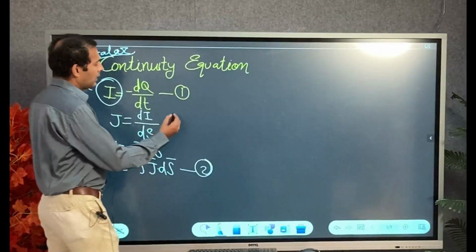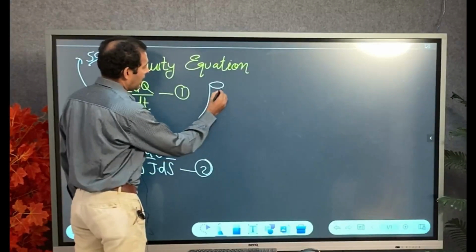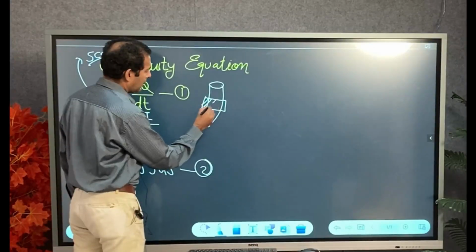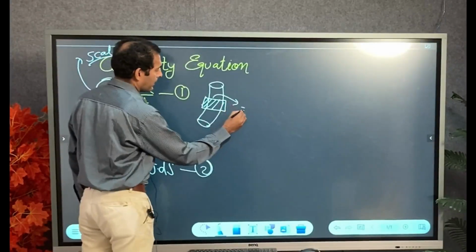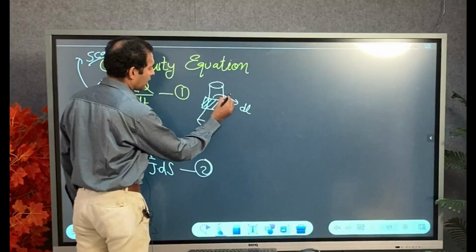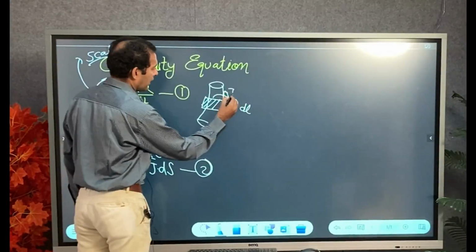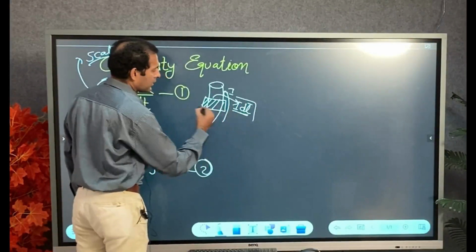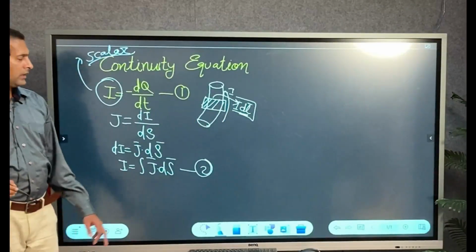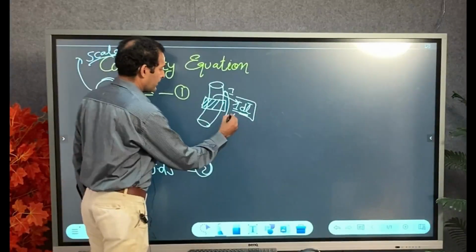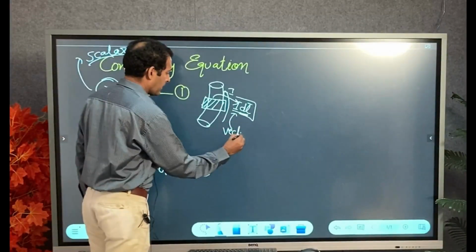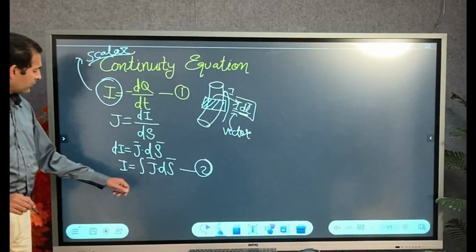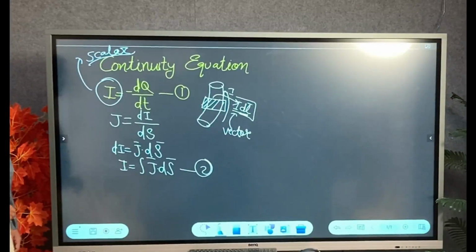One more thing: if we consider a current carrying conductor with a differential length, say dl, and we take the product of the current flowing across this differential length, with dl being a vector, then this product is not a scalar quantity. This product is a vector quantity. I hope you will remember this. So this is the second expression for current, I is equal to the integral of J dot ds.